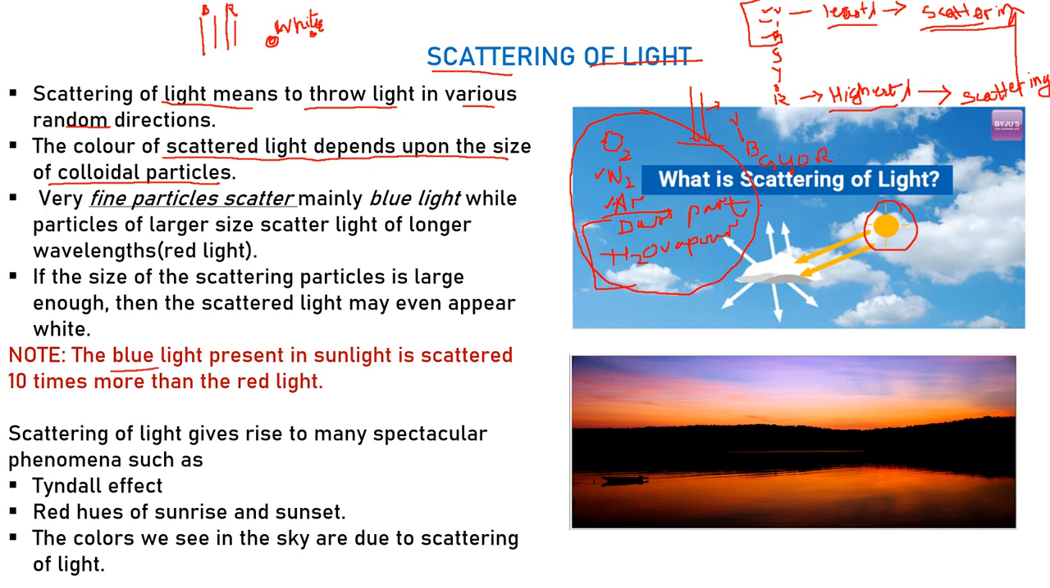Note that the blue light present in the sunlight is scattered 10 times more than the red light. Then, scattering of the light gives rise to many spectacular phenomena. The Tyndall effect we did in our last slide, and the red hue of sunrise and sunset, as I've already told you, and the colors we see in the sky are due to the scattering of light. You can see the beautiful colors in the sky, and this is due to the scattering of light.